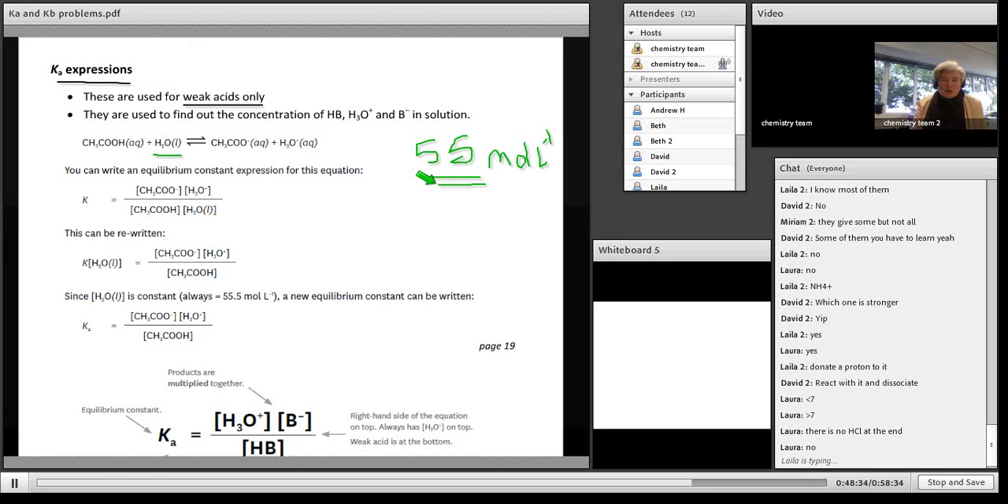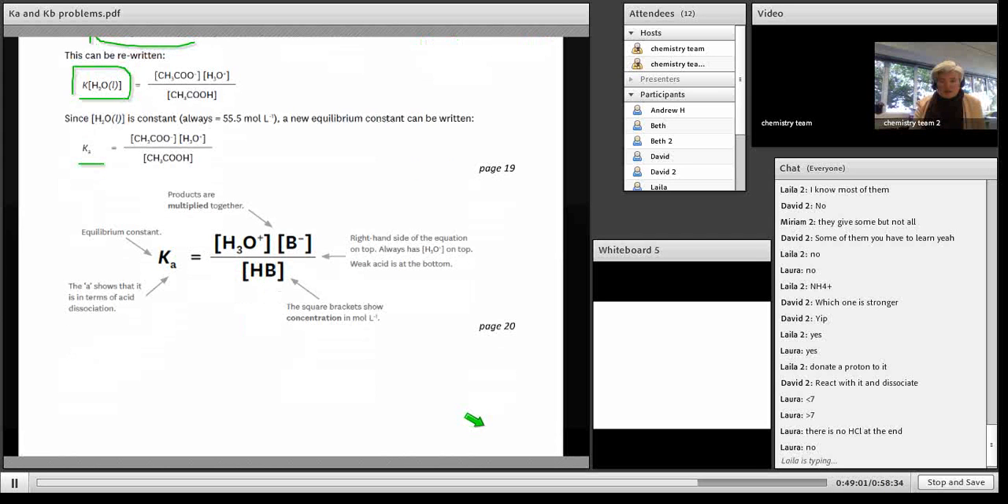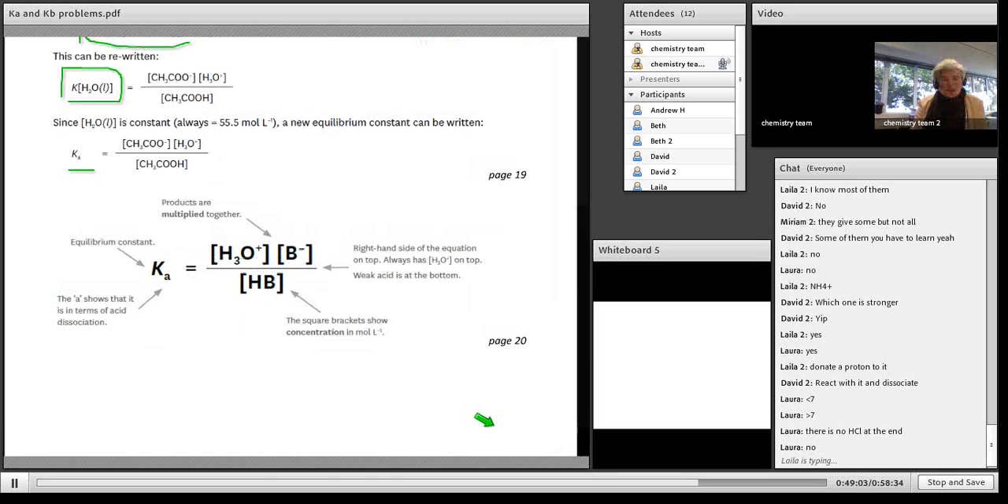So what we can do is take that out and put it into our equilibrium constant, just like we had with the Ks, and this now forms a new constant called the Ka, or the acid constant. If I just go down a bit, I hope that's clear enough. I'll make it a little bit bigger.